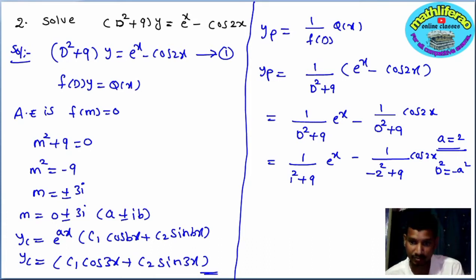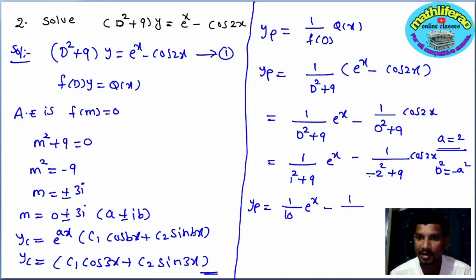Okay, where there is e power ax, x comes in and d is replaced. Where there is cos 2x or sin 2x, d square is replaced by minus a square. Here a means the coefficient of x. So the particular integral yp equals 1 by 1 plus 9, that is 10, into e power x, minus 1 by minus 2 square, that is minus 4 plus 9, which is 5, into cos 2x. This is the particular integral.